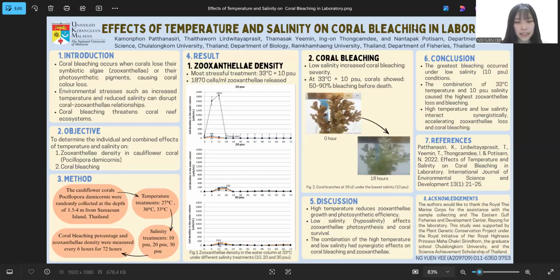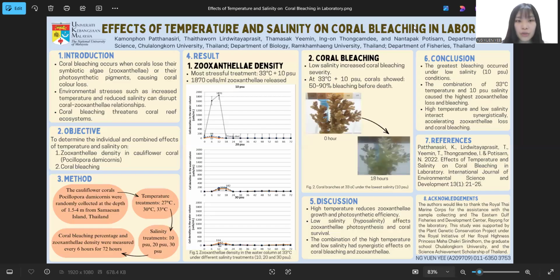In this experiment, cauliflower corals were collected from Samaesan Island, Thailand. Then the corals were exposed to different temperature treatments of 27 degrees Celsius, 30 degrees Celsius, and also 33 degrees Celsius, as well as different salinity treatments of 10, 20, and 30 PSU.